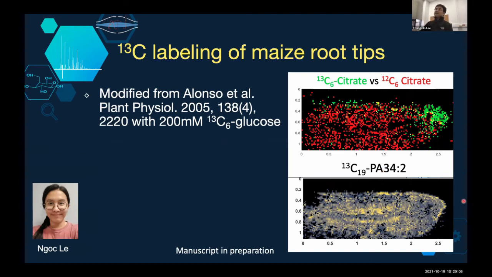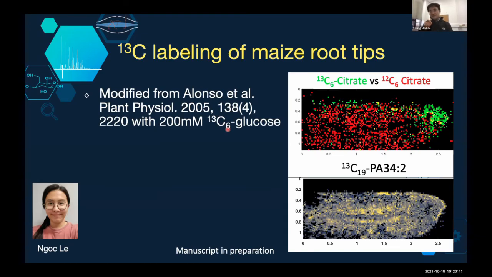Okay, good. And then the last data that I would like to show you is 13 carbon labeling of maize root tips. This is the protocol that we adopted from Olon's group, who did carbon flux analysis of maize root tips. Basically, if you have a growing maize root, we cut it out at about 3 millimeter length, and then we grow it in media with glucose. But instead of 12 carbon glucose, we use 13 carbon glucose.